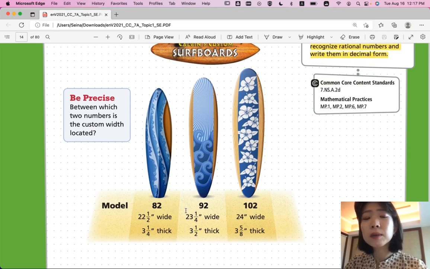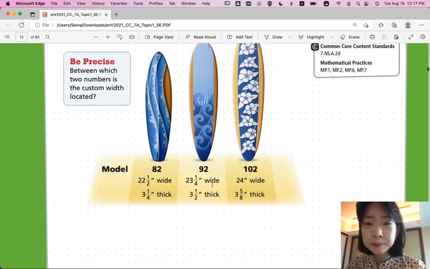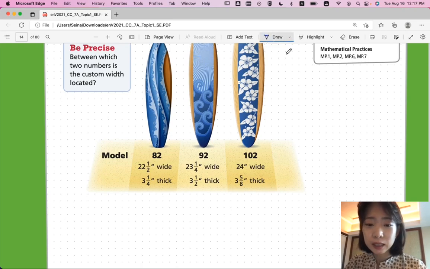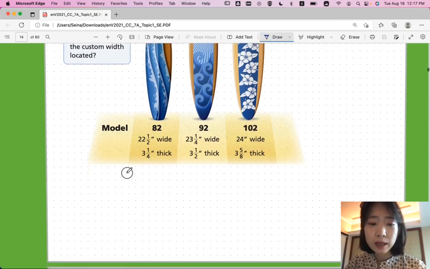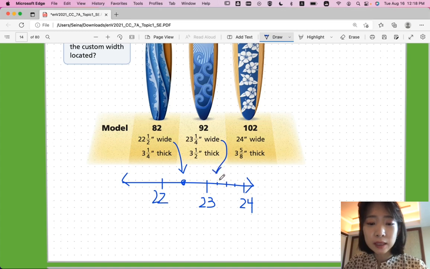A nice little whole number that's between these, is it 22, 23, or 24? In order to better understand, you can draw a number line. So if that is 22, and you have 23 here, 22.5 is right here. And 23 1/4, if that is 24, this is half, and that's 1/4. So that is right here.